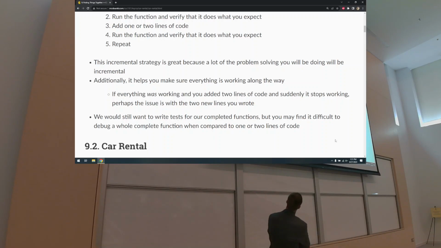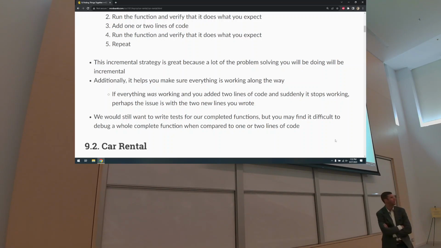Additionally, it helps you make sure everything is working along the way. Like I was saying, it's an iterative process: write a little code, test it, write a little code, test it. You're going to be confident things are working correctly as you go. This isn't foolproof. It's possible that the line of code you added wasn't the mistake, but a previous line had a mistake that only got noticed after you added more lines of code. There's a lot of reasons something funny could happen. There's no guarantee here, but this is a great way to hedge against blunders like that.